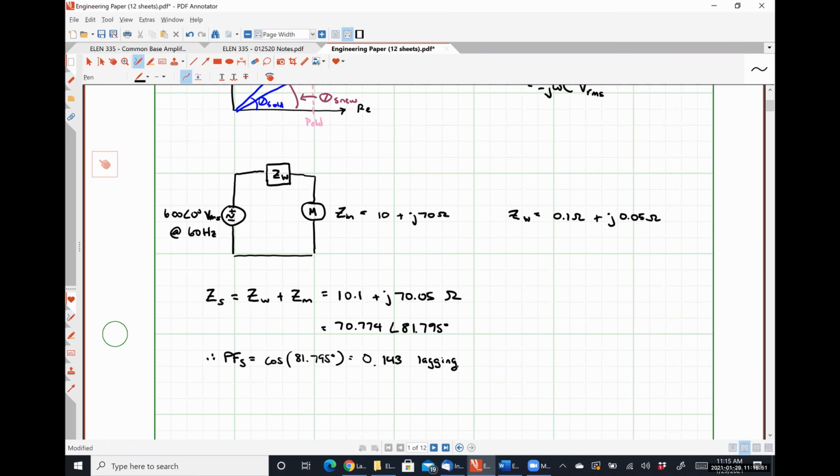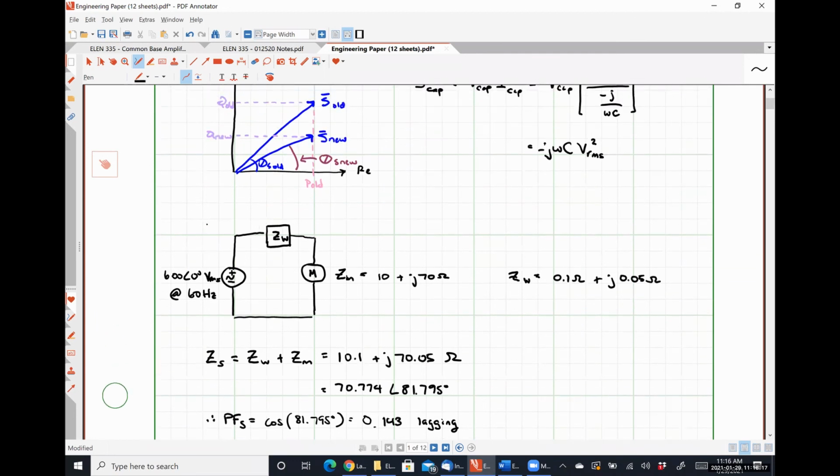Now, in order to determine the size of the capacitor that we're going to have to place in parallel with our source to correct for this, we need to know what the average power being absorbed, or the average power being supplied by our source, is prior to power factor correction, because we're going to hold that term constant. So this brings us to the second part of the question I was asking.